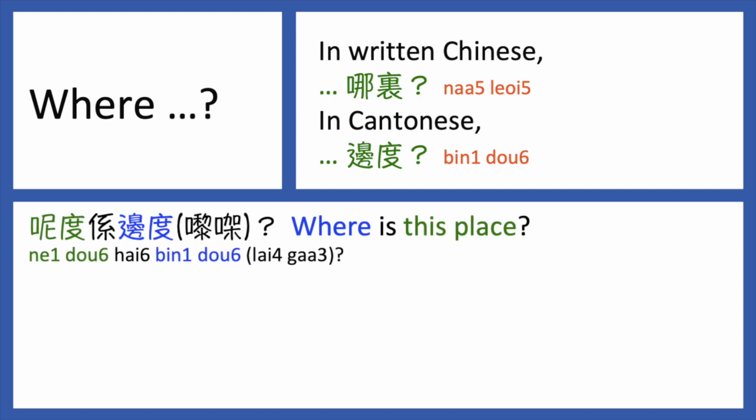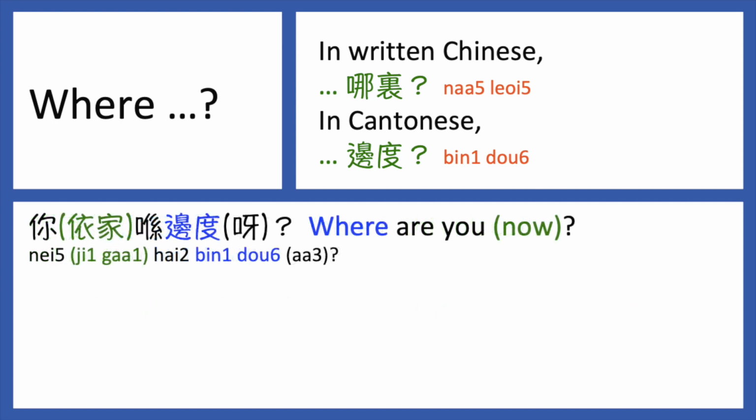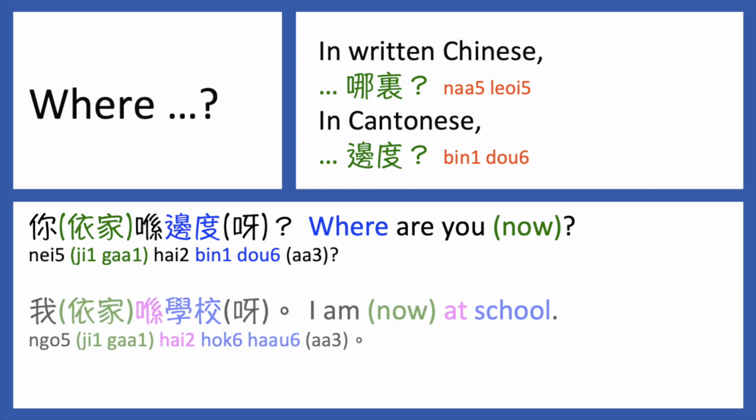呢度係邊度嚟㗎？ The situation is I know it is an office, but don't know whose. 呢度係我嘅辦公室嚟㗎。你依家喺邊度啊？ The situation is I am asking someone over the phone. 我依家喺學校。 The verb is omitted in both question and answer.